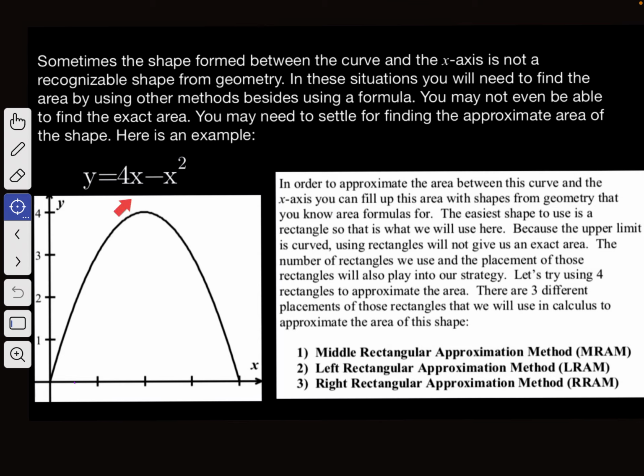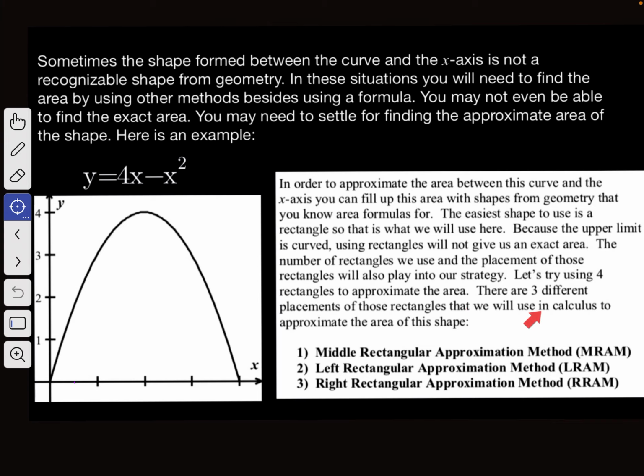Here's an example. We've got a parabola, y equals 4x minus x squared, right here. It says in order to approximate the area between the curve and the x-axis, we can fill up the area with shapes from geometry that you know the area formula for. The easiest shape is a rectangle, so that's what we're going to use here. Because the upper limit is curved, using rectangles will not give us an exact area. The number of rectangles we use and the placement of these rectangles will also play into our strategy. Let's try using 4 rectangles to approximate the area.